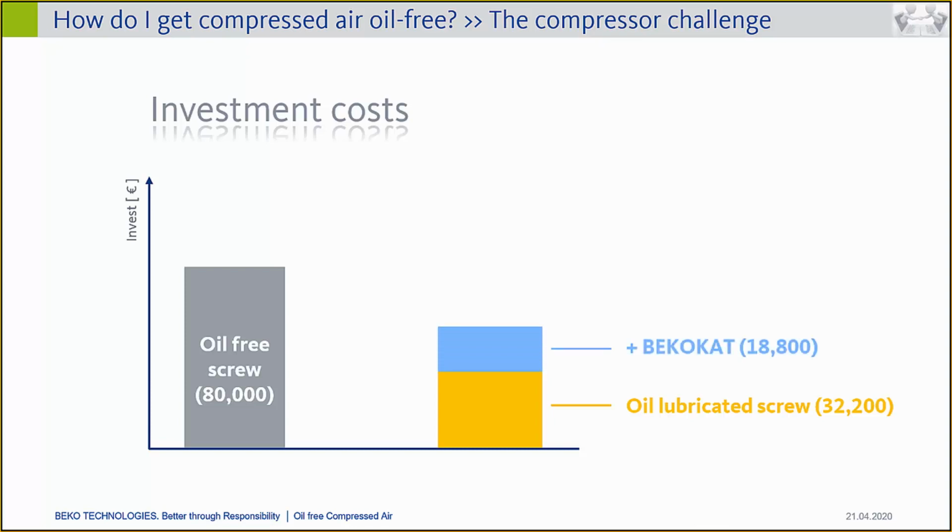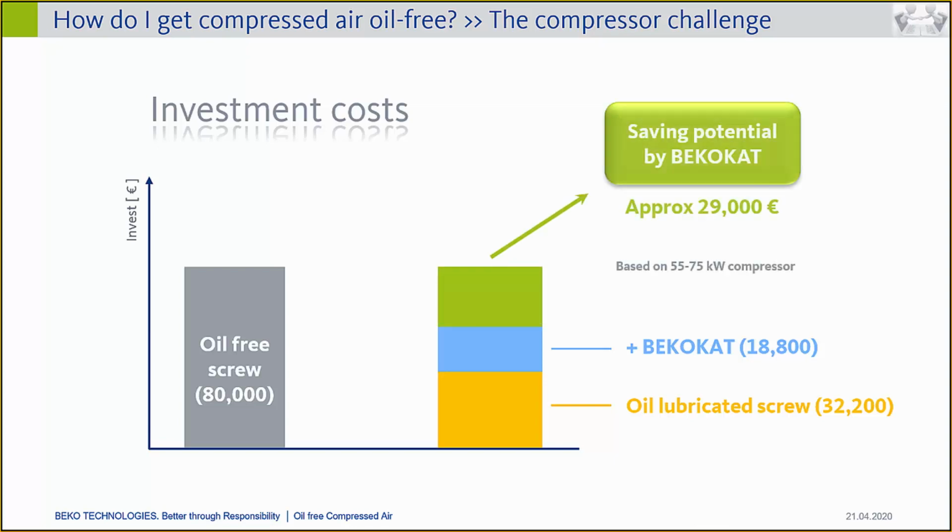Then we added the price for the BEKOSPLIT in euros here. And that's also far because there are no running costs. It's just we talk about invest. And the residual space is the saving potential in invest for the BEKOSPLIT, which is almost 30,000 euros. So if the customer would like, he can buy a second lubricated screw for the saving potential for another application in his company, for example.